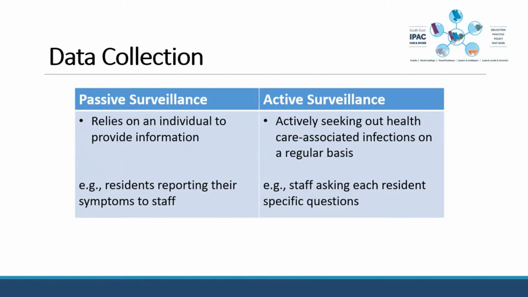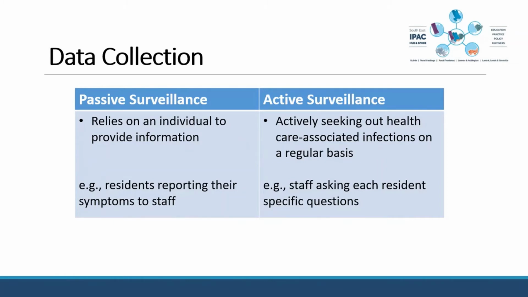This table on this slide simplifies the difference between active and passive surveillance. Active surveillance involves actively seeking out infections on a regular basis. This is usually done by the ICP or a lead. This type of surveillance typically requires a high level of ICP or lead effort and resources to be effective.